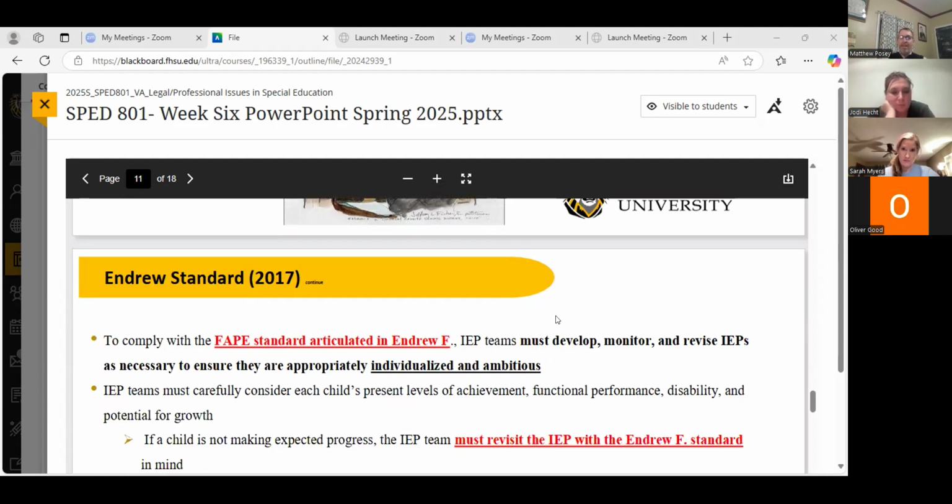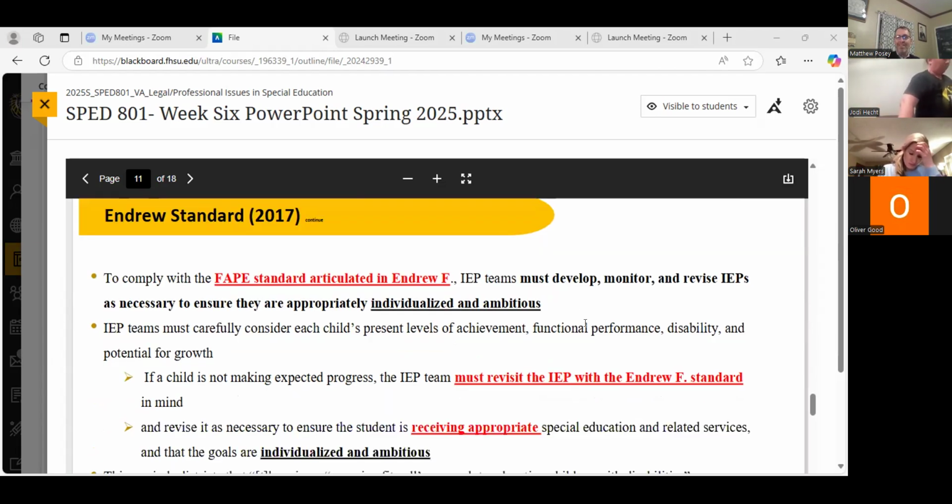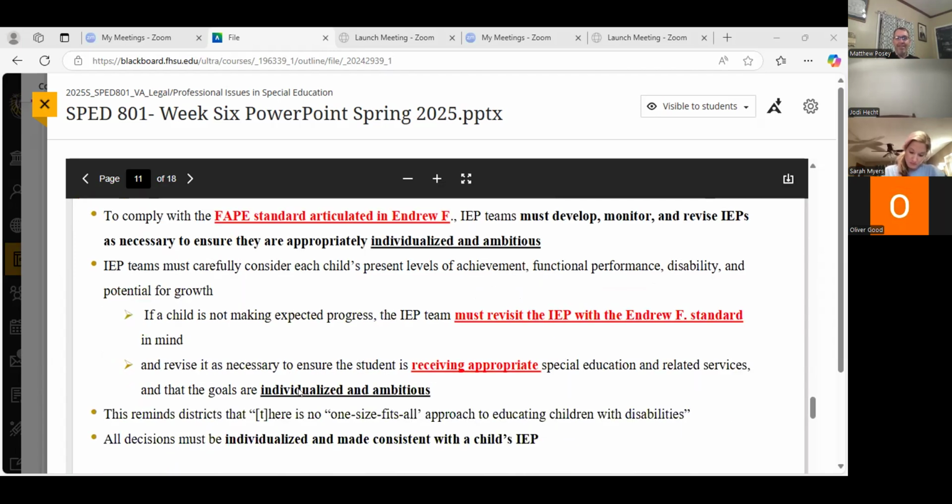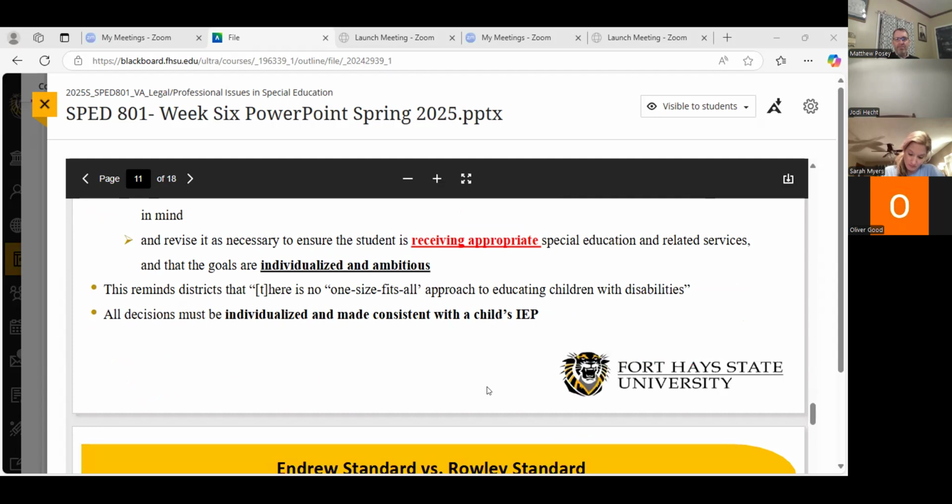IEP teams must carefully consider each child's present levels of achievement, their overall functional performance, their disability, and their potential growth, and review it, revisit it if necessary. Okay. Keep that in mind on this court case. Don't just keep doing the same thing year in and year out. Revise it as needed to make sure they are receiving appropriate services and make sure it's individualized and consistent with that child and their needs.